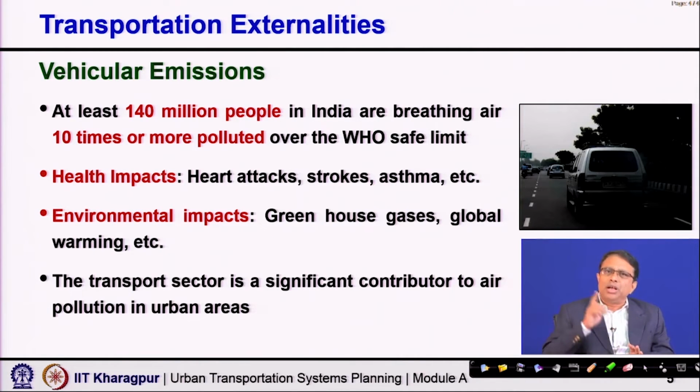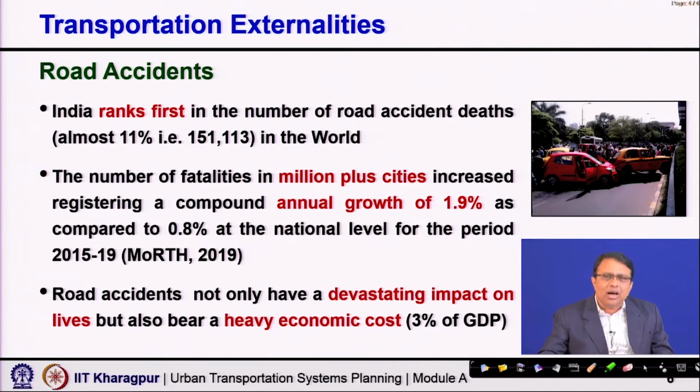So, if you want to address the issues of air pollution, and want people to live and breathe clean air, we have to care for the transport, and we have to see how we can mitigate or bring down the emission which is coming out of transport. The third is the road accidents, again a major and very serious concern.